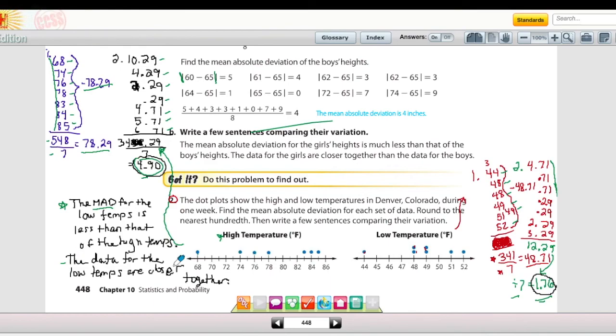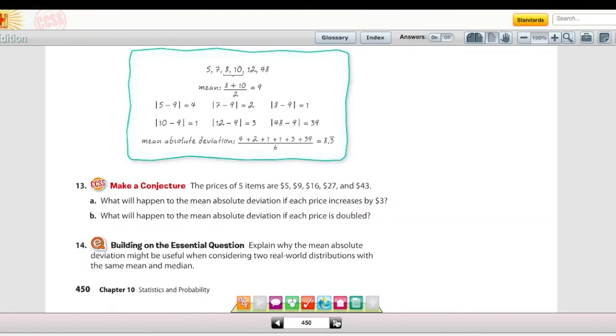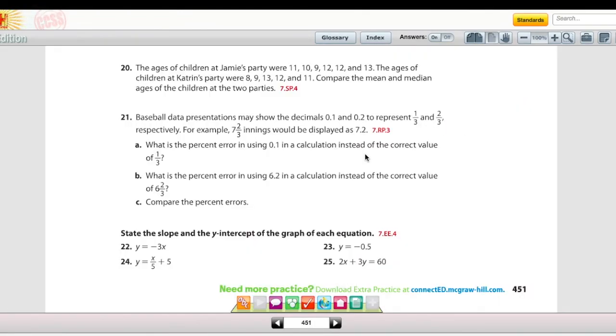Again, this isn't a hard concept, but remembering the steps can be a little overwhelming. So make sure that you have these examples down in your book. You have a few more problems to do from this lesson that are not related to mean absolute deviation. Over on page 451, you're identifying the slope and the y-intercept of the graph for each equation. There's a spot on your note sheet to record both of those items.